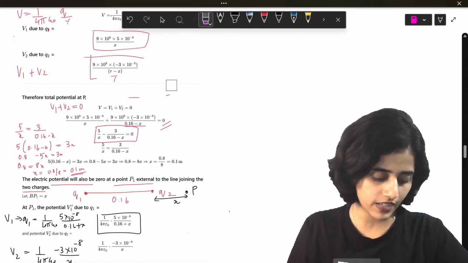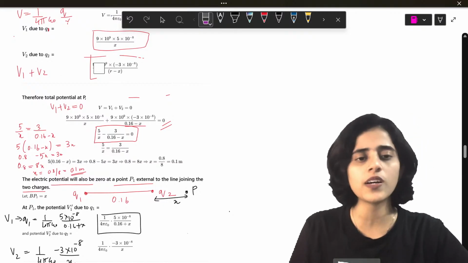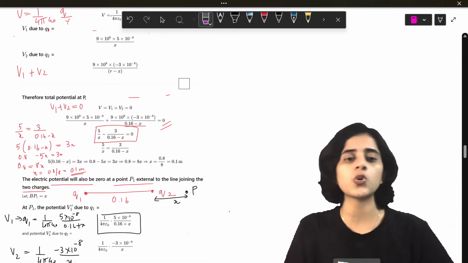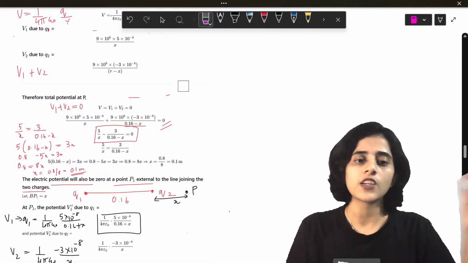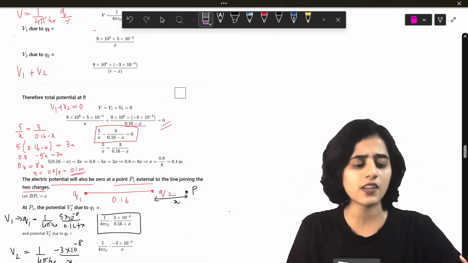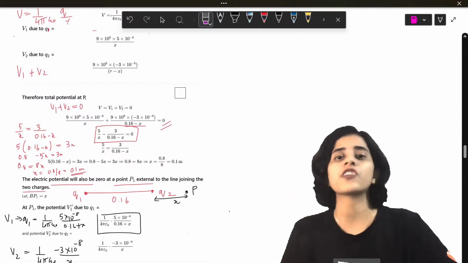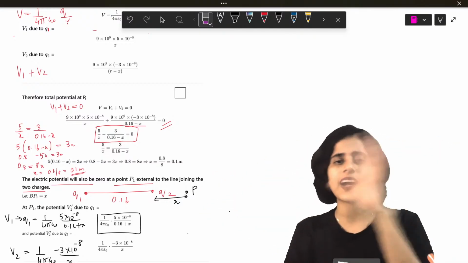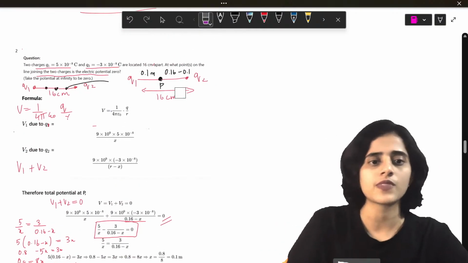Shouldn't we also find it on the left of Q1? That's going to be the same. Even if it's on the left of Q1, Q1 will be x, Q2 will be 0.16. There's not going to be a difference. You just have to find one point between the charges, one point on either side.